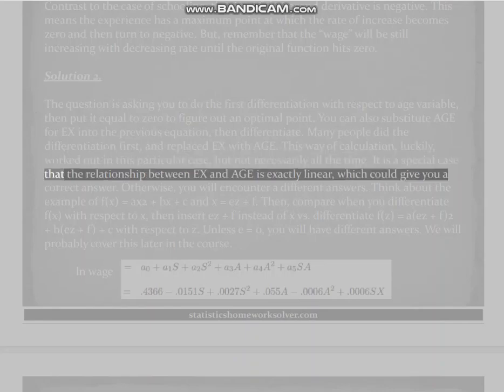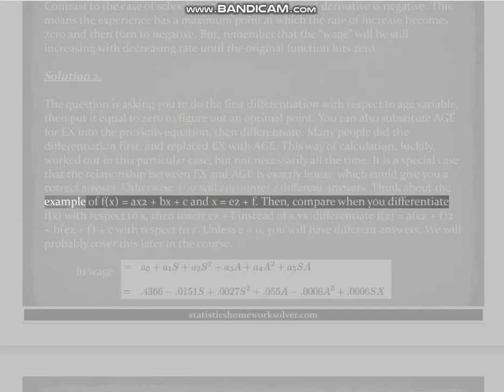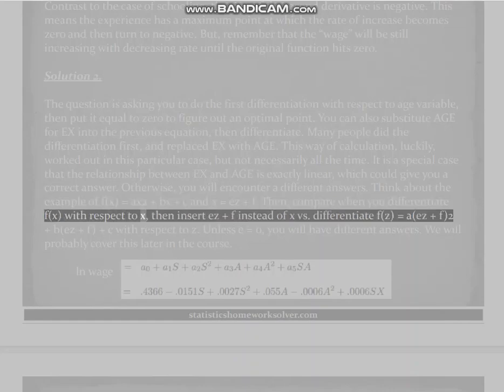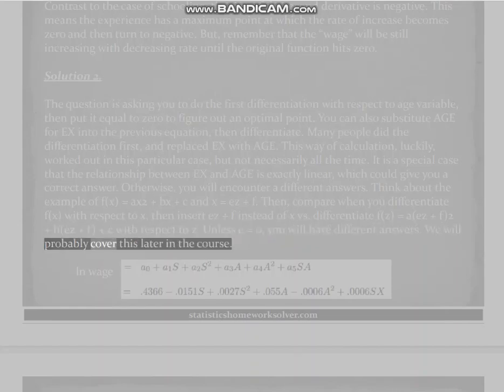It is a special case that the relationship between EX and AGE is exactly linear, which could give you a correct answer. Otherwise, you will encounter different answers. Think about the example of f(x) = ax² + bx + c and x = ez + f. Then, compare when you differentiate f(x) with respect to x, then insert ez + f instead of x, versus differentiate f(z) = a(ez + f)² + b(ez + f) + c with respect to z. Unless e equals 0, you will have different answers. We will probably cover this later in the course.